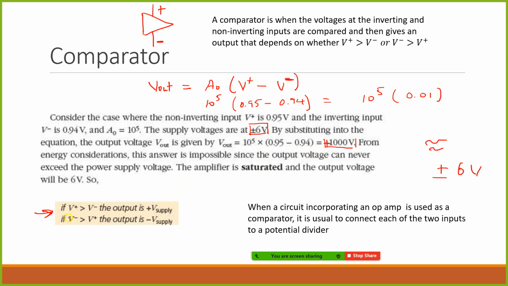Now what if my inverting voltage is greater than my non-inverting? Then my output is going to be the negative of the power supply. What you're seeing here, guys, is that the operational amplifier is comparing the voltages supplied to the input terminals. If my inverting terminal has more voltage, then my power supply is going to favor that voltage over the one at the non-inverting. Similarly, if my input at the non-inverting is greater, my operational amplifier is going to favor the non-inverting, and hence I would get a positive output. I wonder if you're following me.